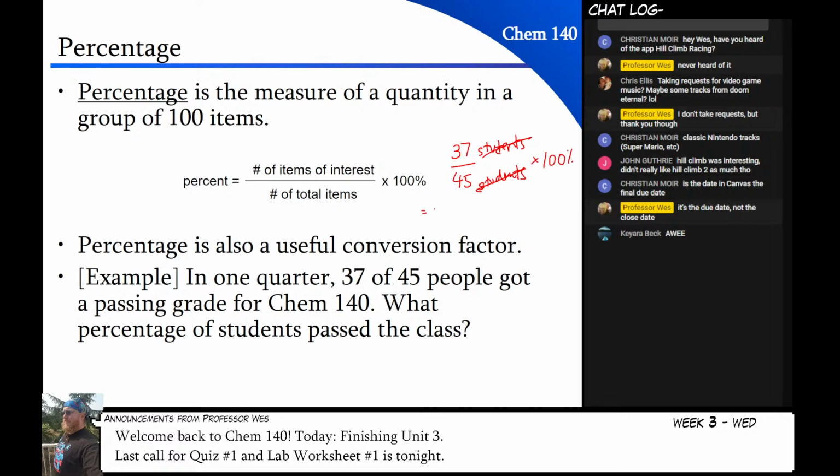And so I get this. 37 divided by 45 times 100. The times 100% is important because that is how you get the percent unit on there with a number that makes sense. So if I just do this right here, 37 divided by 45, I get 0.82. That is a percentage expressed as decimal. When I put the percentage symbol on the end, I have to also multiply by 100. So I get this as my result.